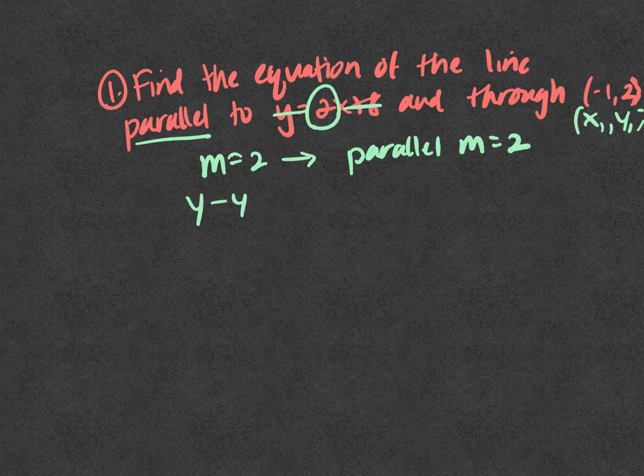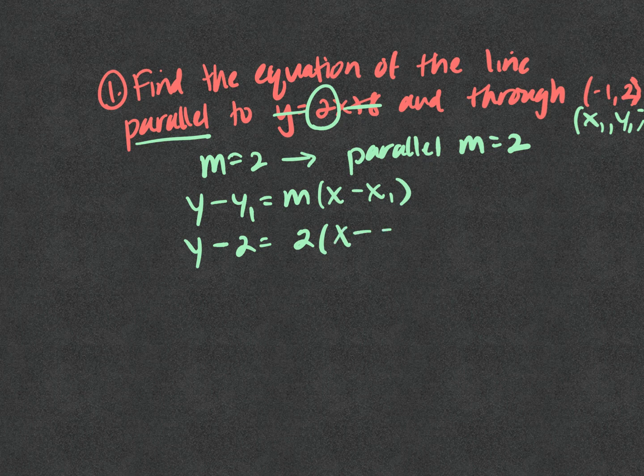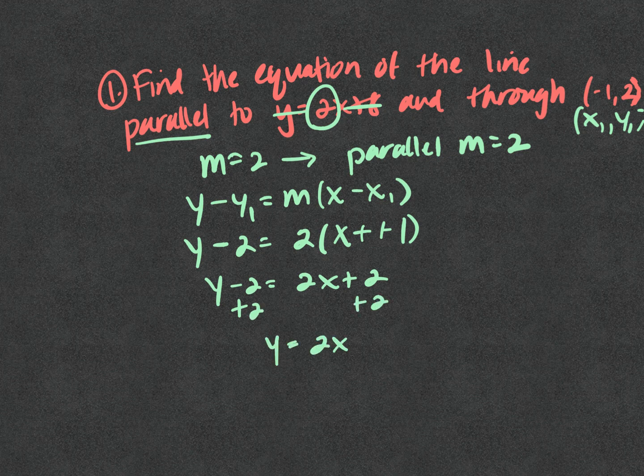So then we say y minus y1 equals m times x minus x1. So y minus y1 is 2 equals our parallel slope of 2 times x minus negative 1. Two negatives make a positive. Y minus 2 equals 2x plus 2 using the distributive property. We're going to add 2 to both sides. So y equals 2x plus 4. Now it's parallel to this given equation because they have the same slope.